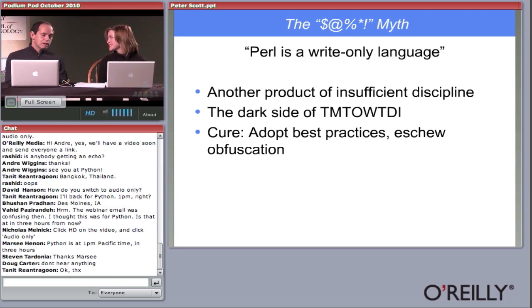Obfuscation: there actually was an obfuscated Perl contest, where we would have a competition to see who could come up with code that was the most impossible to figure out and produce the most unpredictable results. Many languages have this kind of contest. There are some that pride themselves on it not being possible to write obfuscated code, although I don't know about that. I think you could do it in any language.